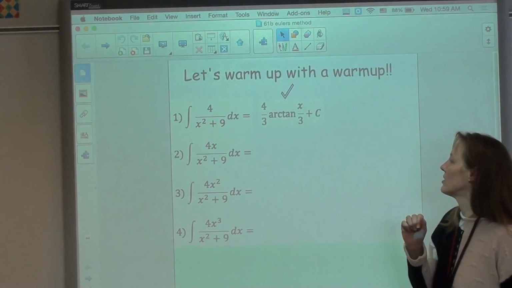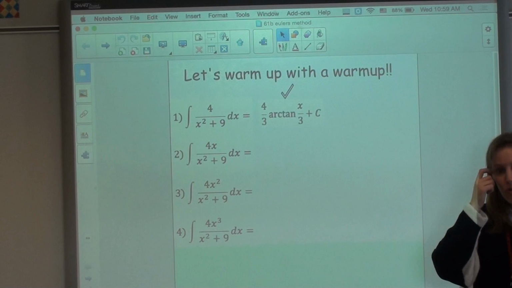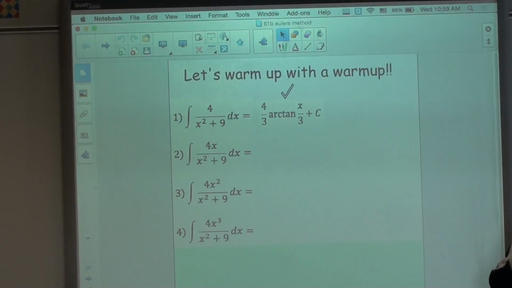This works. Okay, and so there's your answer. Make sure you do the 1 over a out front for an arctan. Right? So any questions on the arctan?